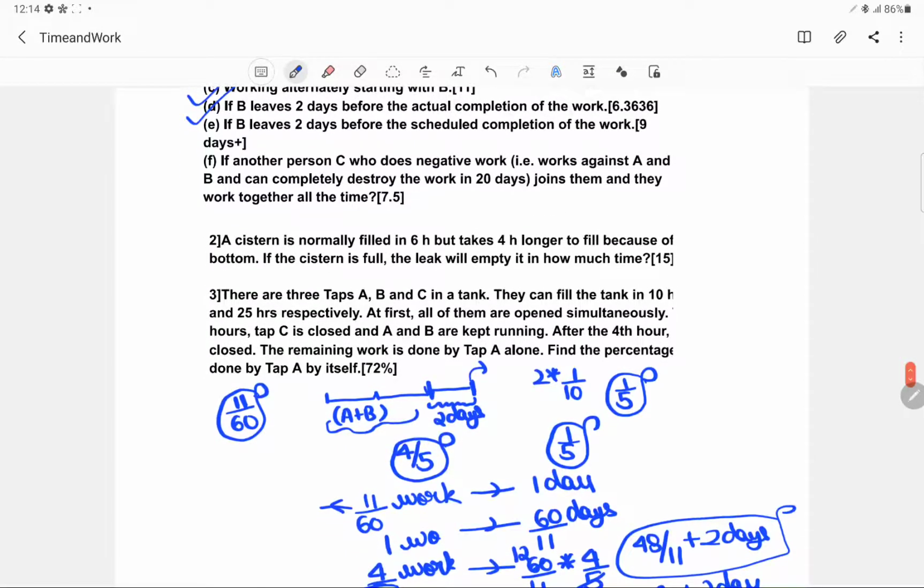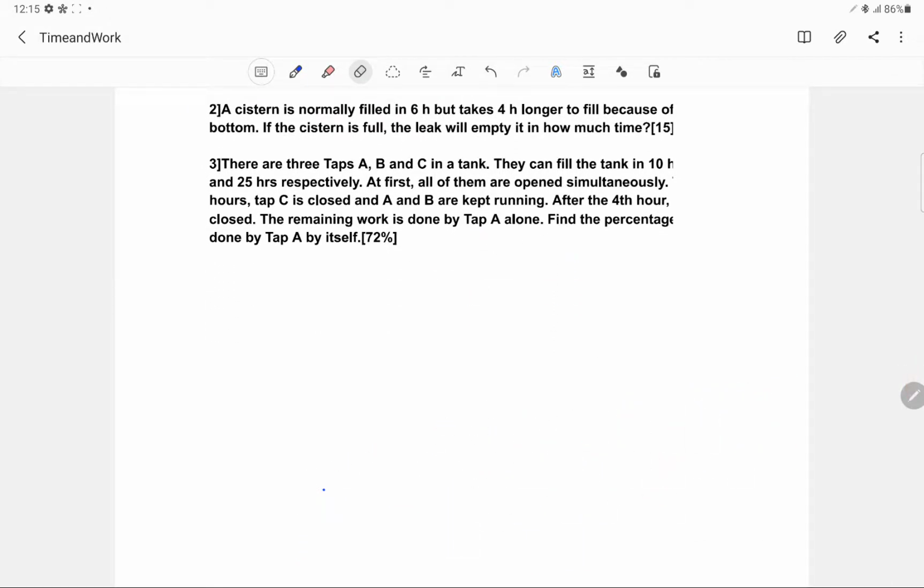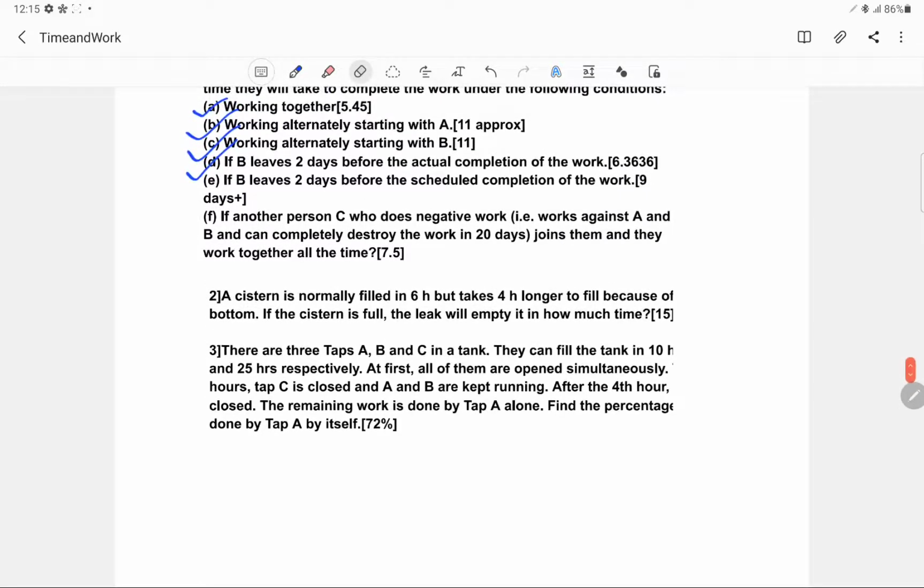Okay, if B leaves 2 days before the scheduled completion of the work. Let's see this. How is this different from the previous one? Just try and see this. So we know that they were actually doing 1 day work. Their 1 day work was this. So they were actually supposed to do it in 60 by 11 days. This was the part, na?